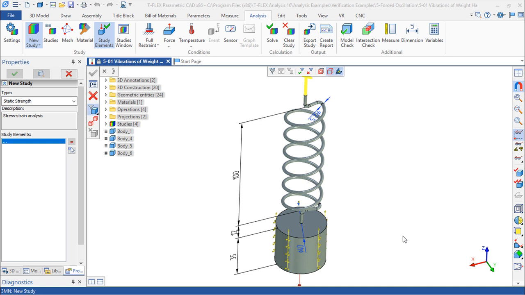So this forced oscillations module of this system, which you know already, a finite element modeling system called T-FLEX analysis, can be used for analysis of steady-state forced oscillation of several types. These include three main types. First one is a forced oscillation of the system without damping, subjected to harmonic driving loads.